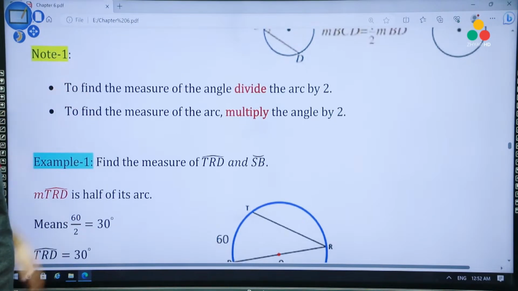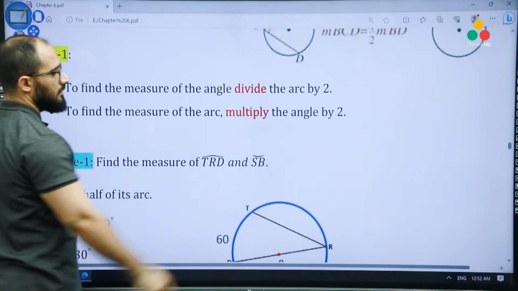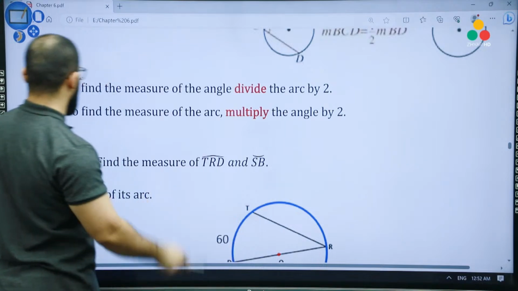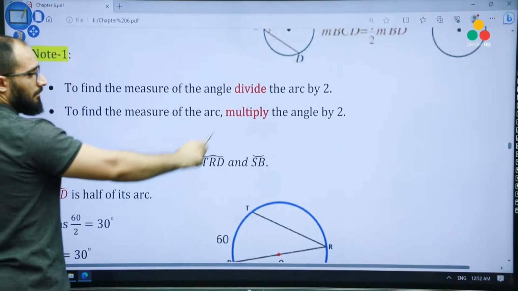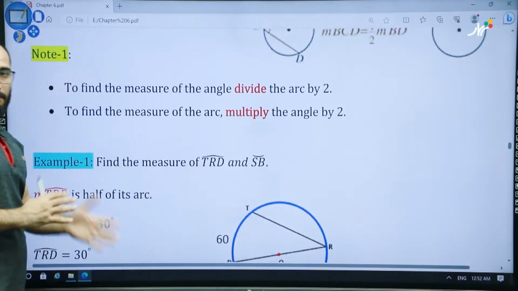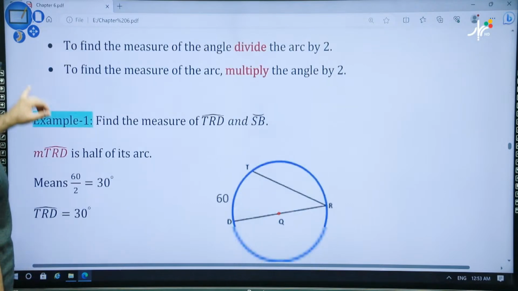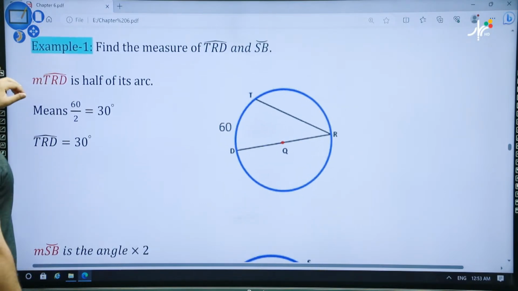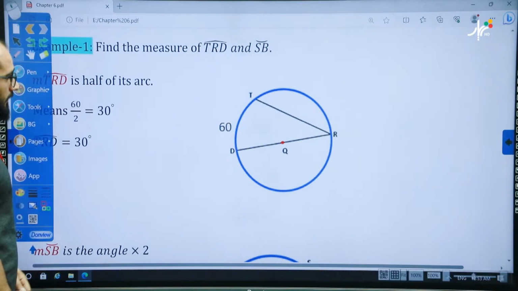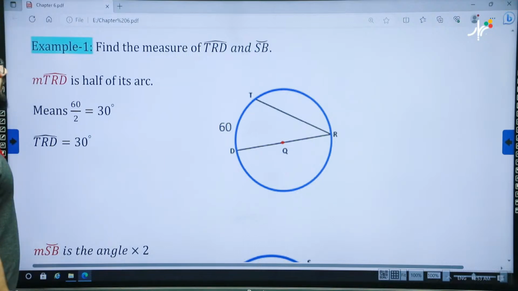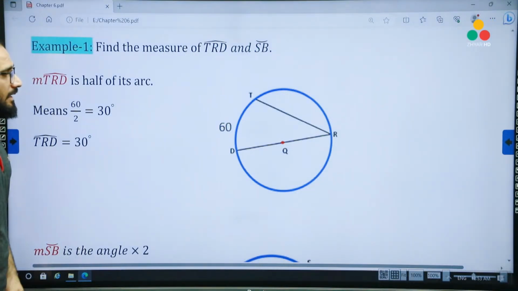This is the note. To find the measure of the angle, divide the arc by 2. To find the measure of the arc, multiply the angle by 2. So they have an opposite relation. In the example, I'm going to explain clearly. Find the measure of TRD and SBD.